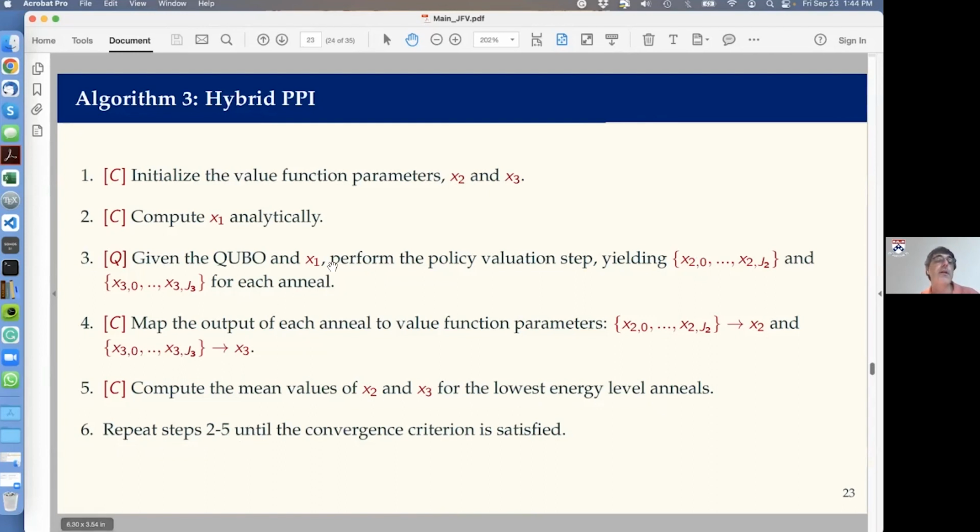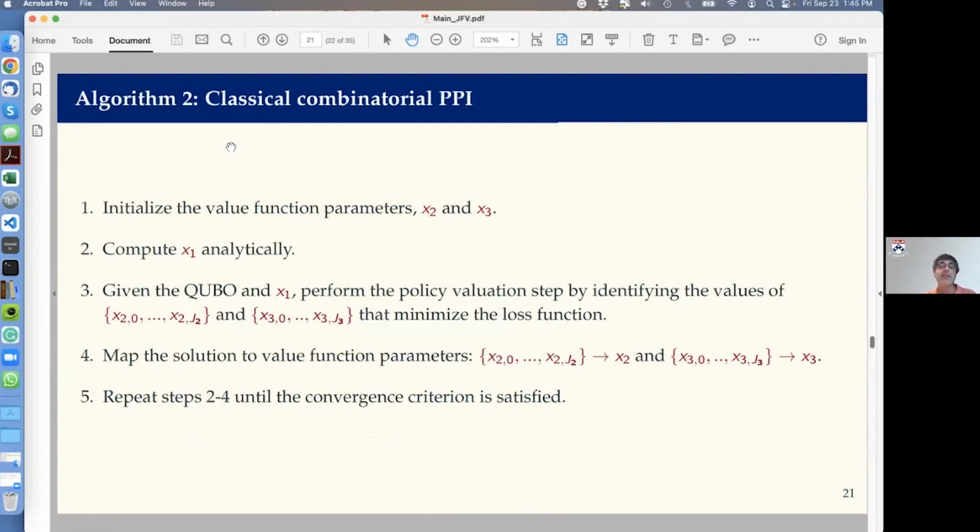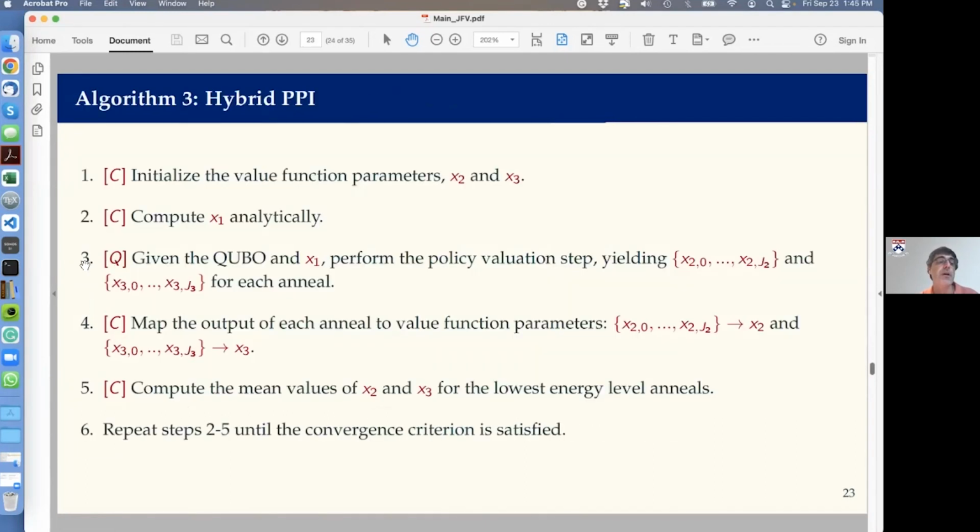What is the beautiful thing between algorithm 3 and algorithm 2? It is basically the same algorithm, except that step 3 over here is run on the classical computer, and over here it is run on the quantum annealer. So you can really compare what is going on and check differences.